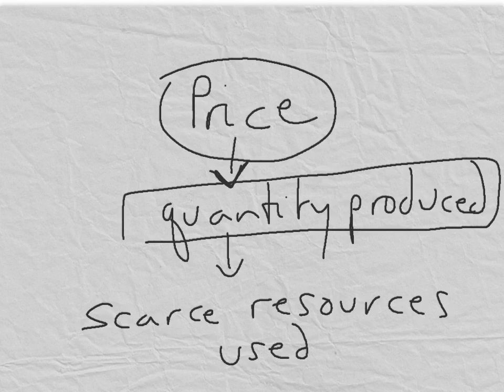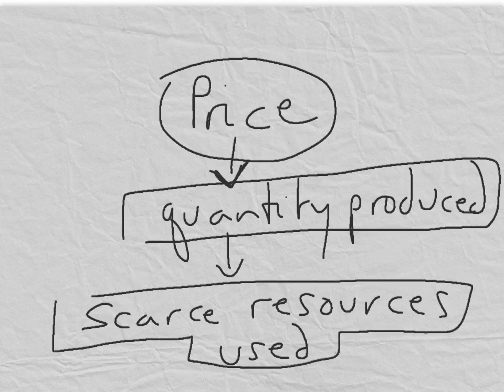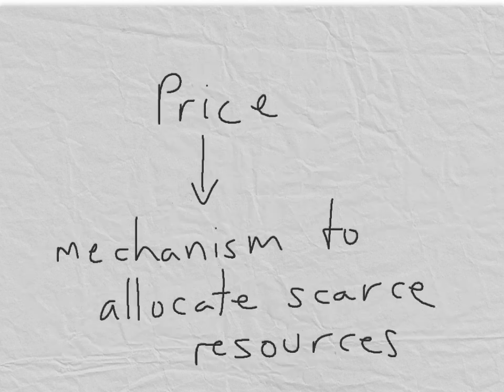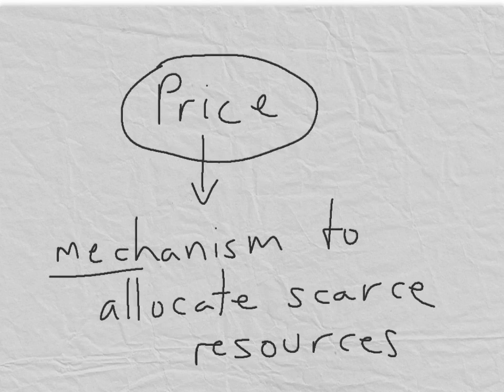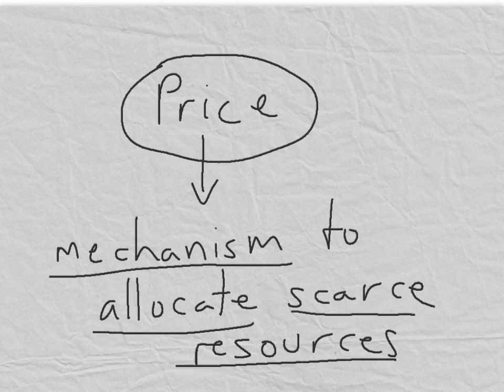And this in turn determines the quantity of scarce resources, land, labor, capital, and enterprise that are going to be used to produce this quantity. This is how we can say that the price is actually a mechanism to allocate scarce resources. And this is what we mean by the phrase the price mechanism.